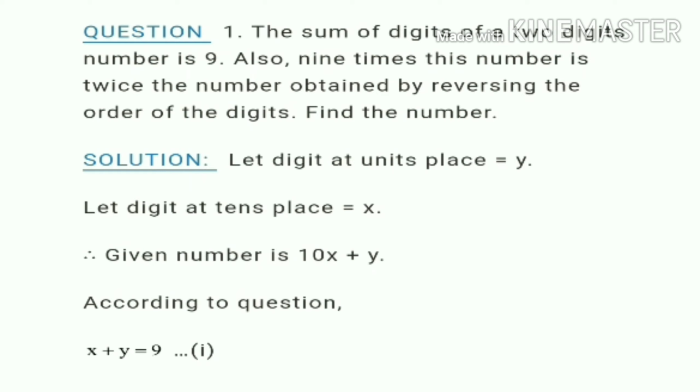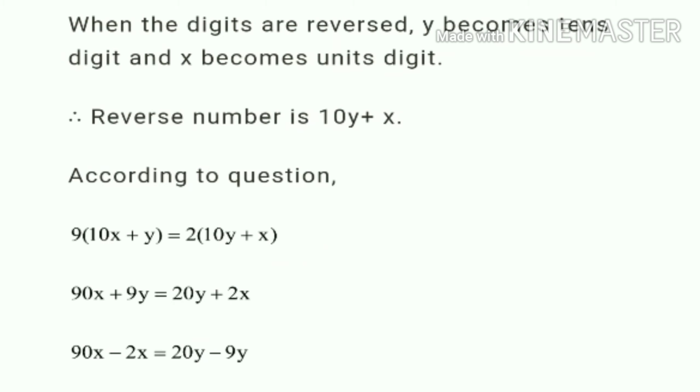Now according to the question, the sum of digits of the 2-digit number is 9, so x plus y is equal to 9. Simple equation. This is equation number 1. Now the second condition says 9 times this number is 2 times the number obtained by reversing the order. Reversing the order converts 10x plus y into 10y plus x. So 9 times 10x plus y is equal to 2 times 10y plus x. By this condition we have obtained the equation.